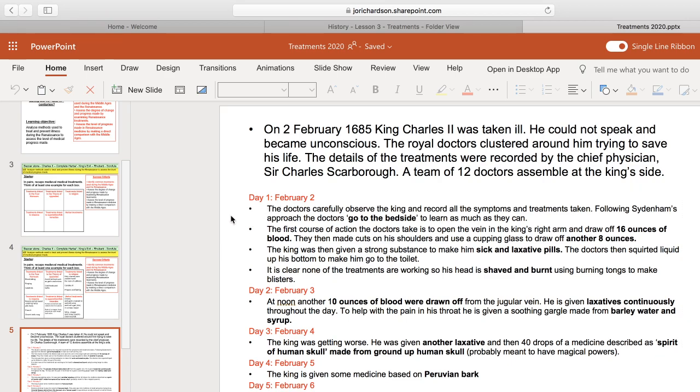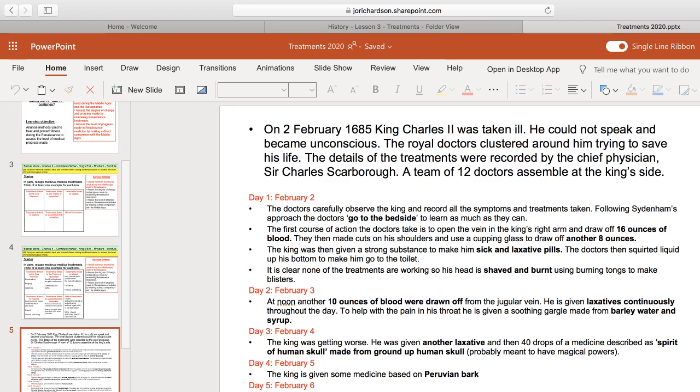So day 1, February the 2nd, the doctors carefully observed the king and recalled all the symptoms and treatments taken. Following Sydenham's approach, the doctors go to the bedside to learn as much as they can. The first course of action the doctors take is to open the vein in the king's right arm and draw off 16 ounces of blood. They then make cuts on his shoulders and use a cupping glass to draw off another 8 ounces.